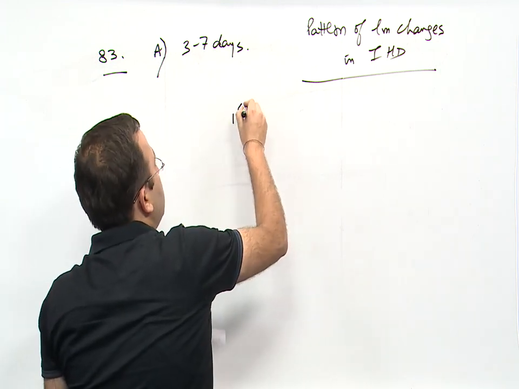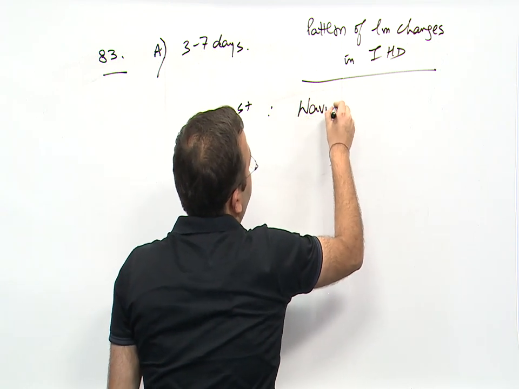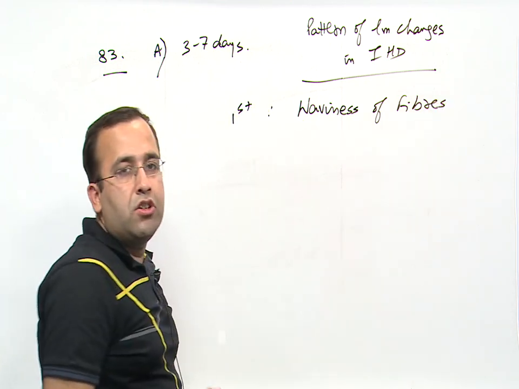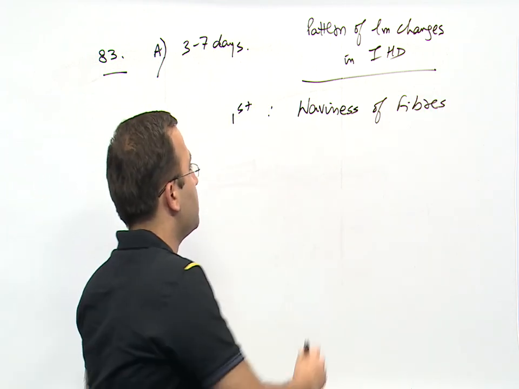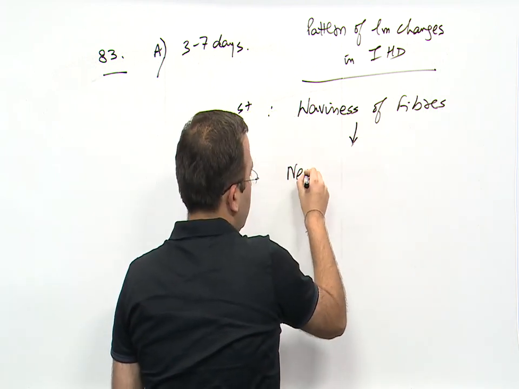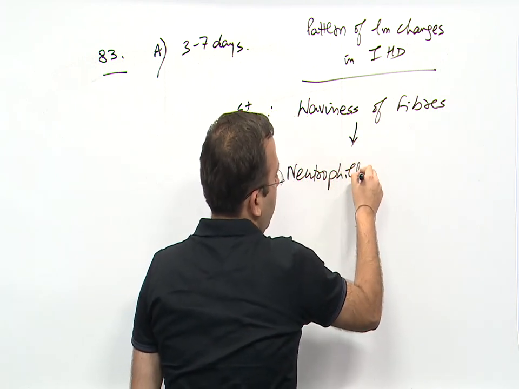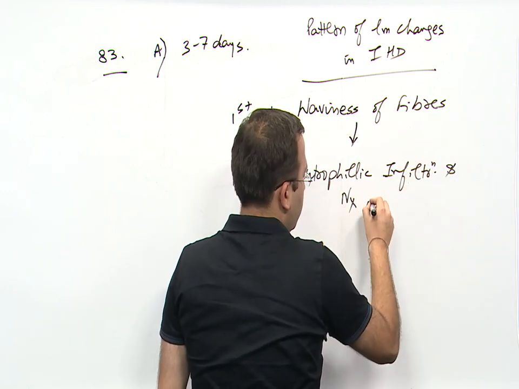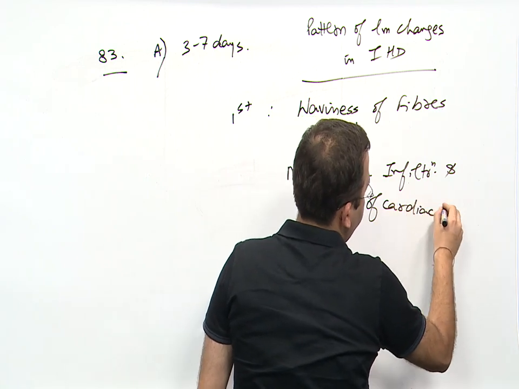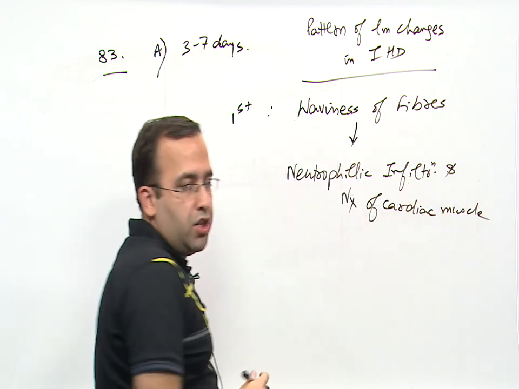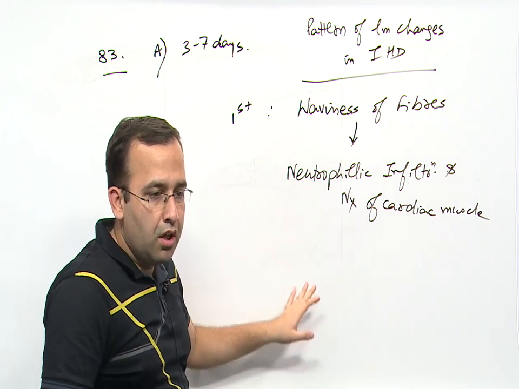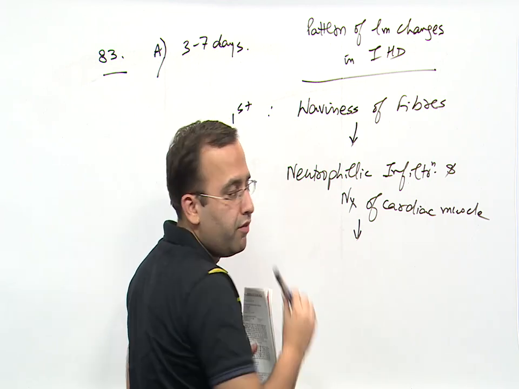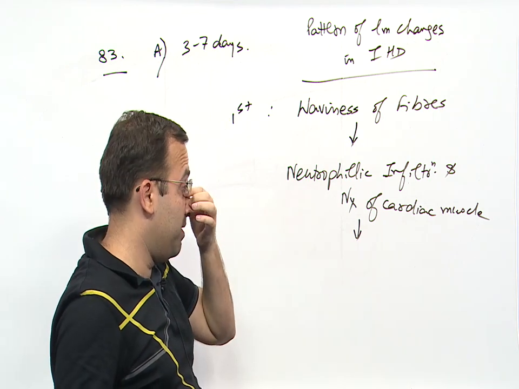The first change that we see is waviness of fibers. This is followed by neutrophilic infiltration and necrosis of cardiac muscle. First waviness of fibers, neutrophilic infiltration and necrosis. These were the damaging causes.